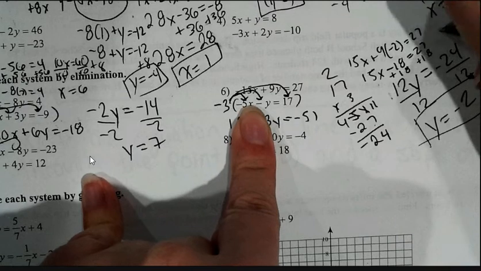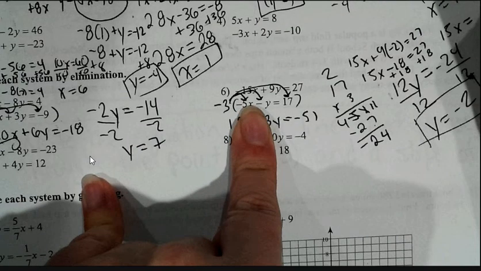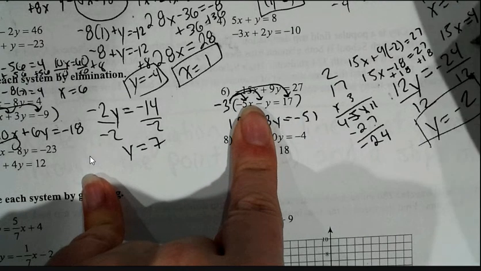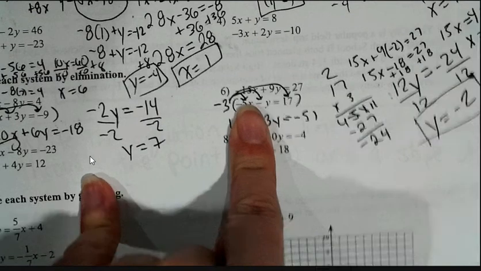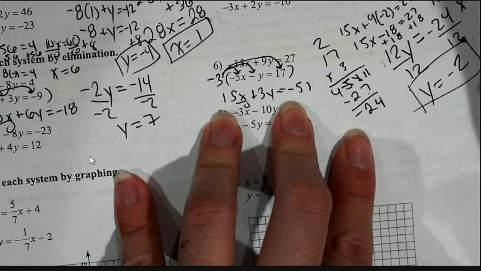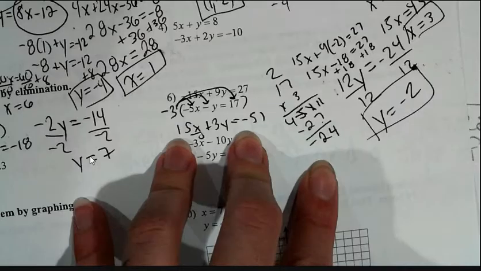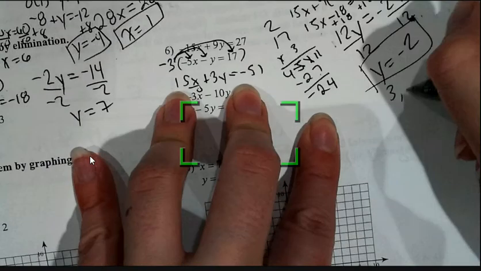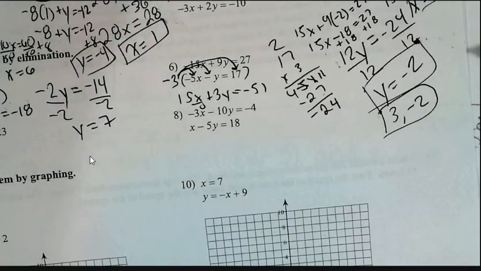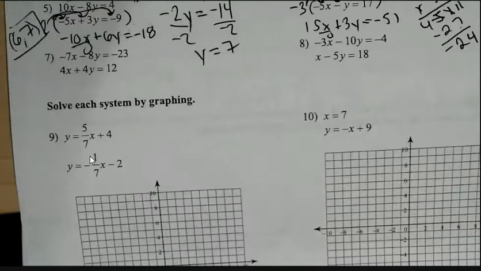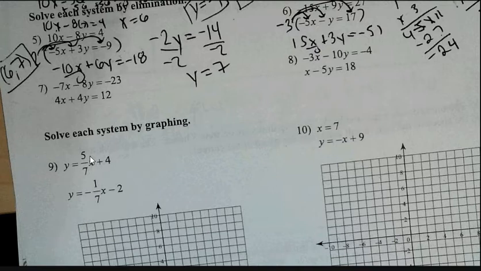When I do that, I get 15x equals 45, and then x would equal 3. So my ordered pair for number 6 is (3, -2). Okay, so that's elimination, so there's 2 more for you to try.